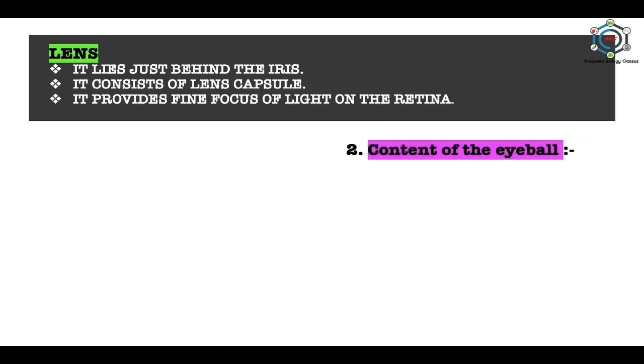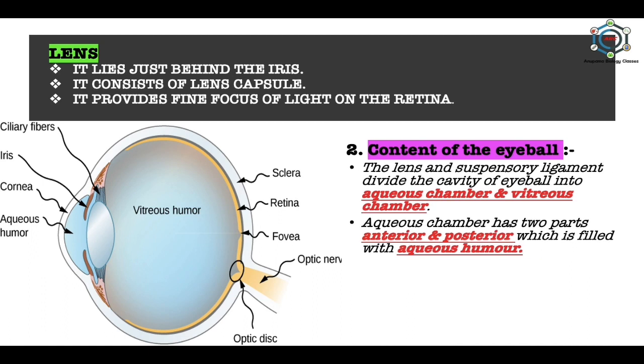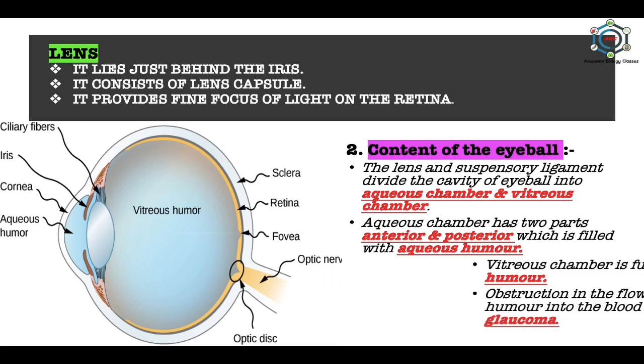Now the contents of the eyeball. This is the structure. You can see the contents of the eyeball, that is aqueous humor and vitreous humor. The lens and suspensory ligaments divide the cavity of the eyeball into the aqueous chamber and the vitreous chamber. Here is the lens, and here is the aqueous humor, which is present in the anterior portion, and in the posterior portion, vitreous humor. The aqueous chamber has two parts, anterior and posterior, which are filled with aqueous humor.